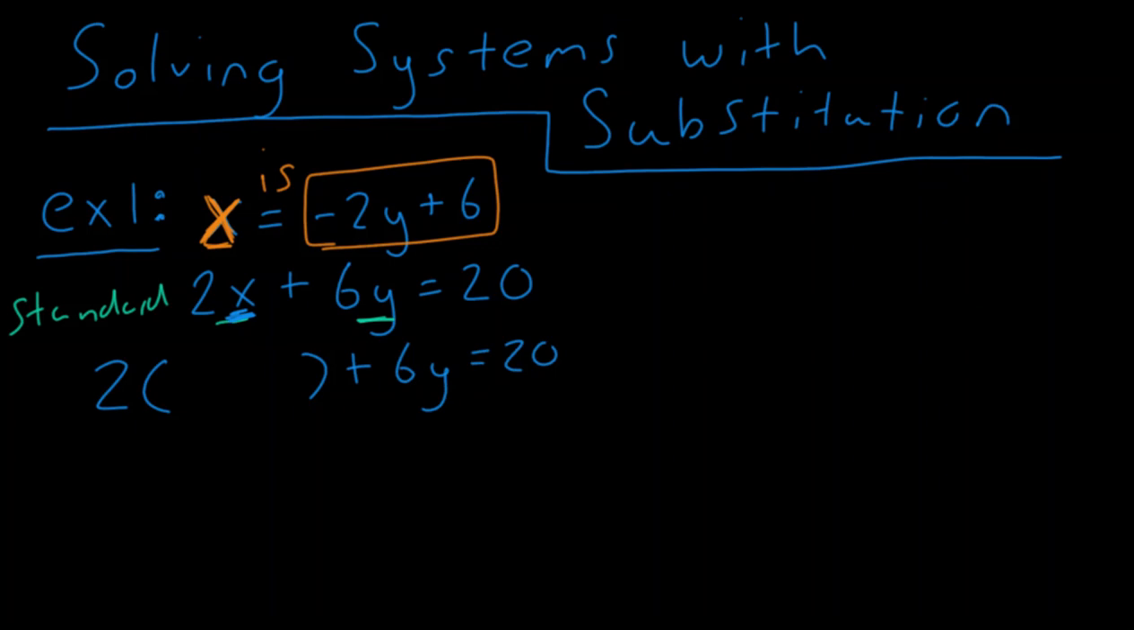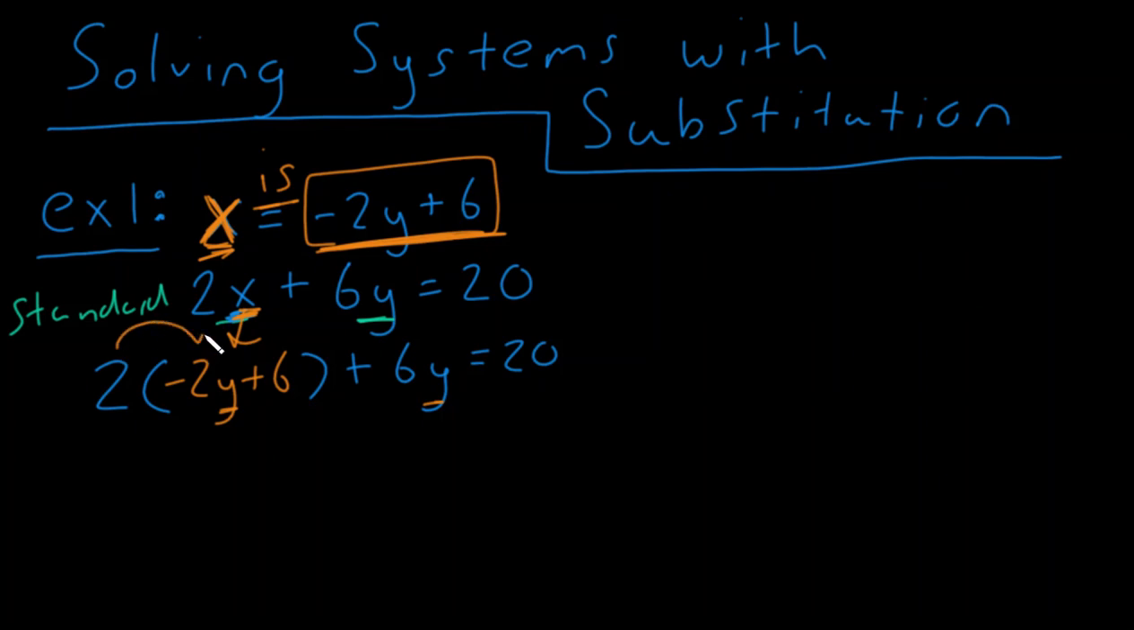And if I ask you, okay, well, what is x? You would say x is negative 2y plus 6. So in place of x, we're going to put negative 2y plus 6. And notice at this point the only variable you see is a y. So since there's only one type of variable, we can now solve for that y.